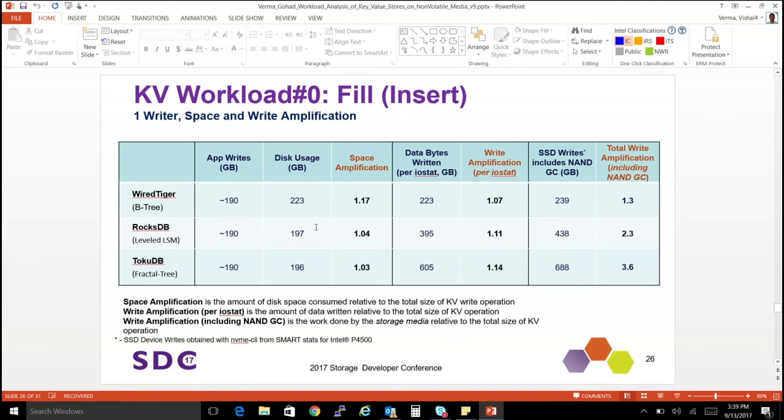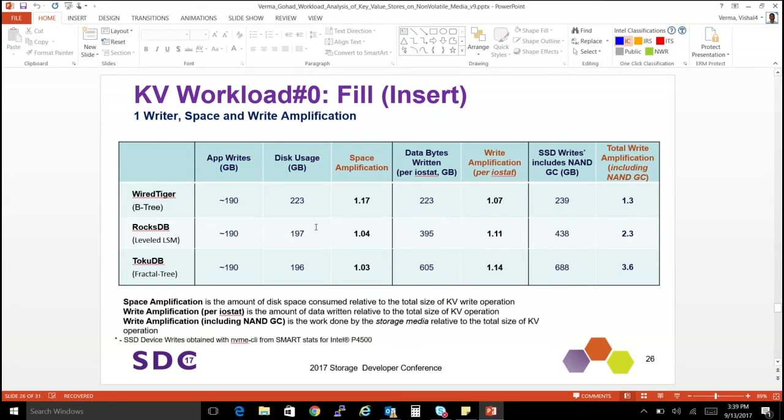So that's my first bucket here, app writes and disk usage, and I'm calculating my space amplification: how much is the total writes by the key-value data store, the size of my database, versus what you see if you look at my disk, if it's mounted, and you do df -h to look at the disk usage. So we see that in WiredTiger, which is B-tree based, it has a 1.17 space amplification factor, which is higher than RocksDB and TokuDB, and it corresponds to some fragmentation which is inherent inside the B-tree.